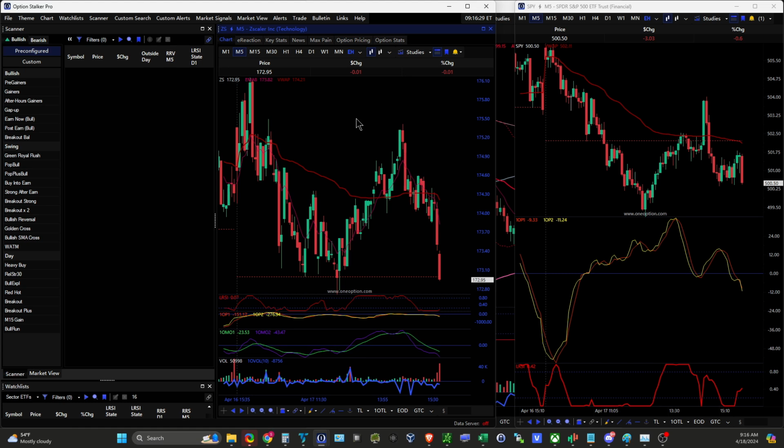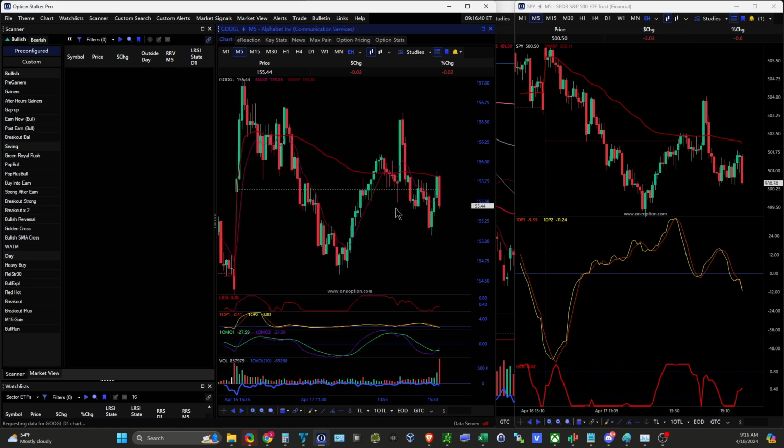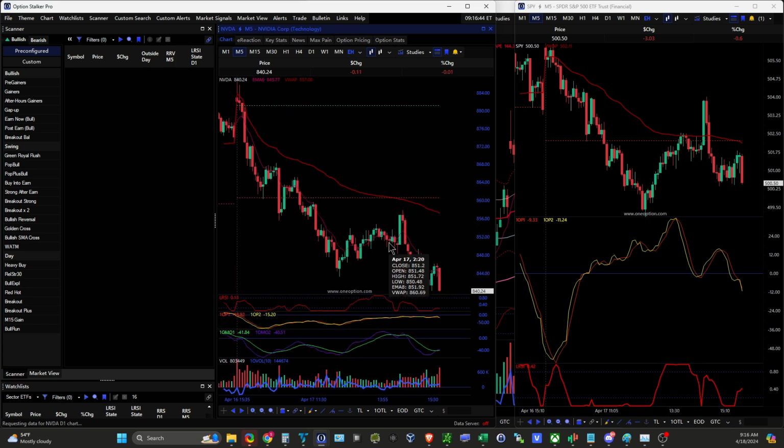I'm sure that if I type in a stock with insane volume, I don't know, maybe Tesla, it'll be positive. Nope, it's negative. Now I'm looking like an idiot. Let's look at Google, still negative. Let's look at Nvidia. Nvidia is positive. So that had above average volume yesterday. So that can be very helpful, especially if you do a lot of volume analysis.